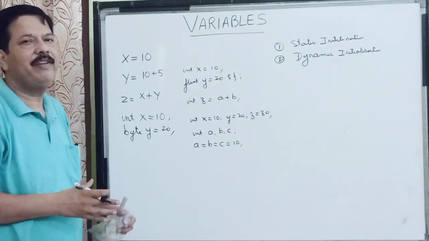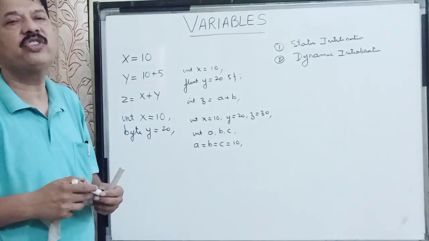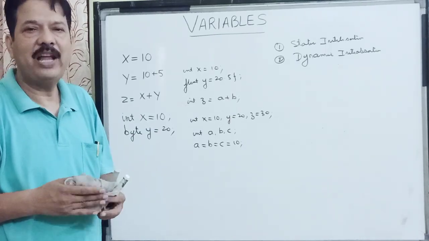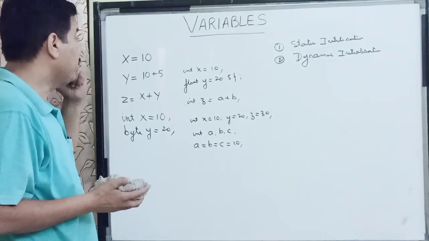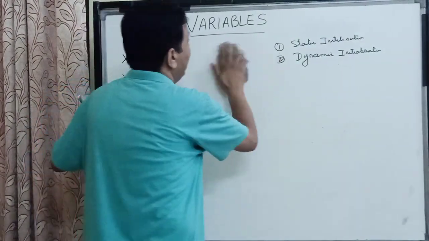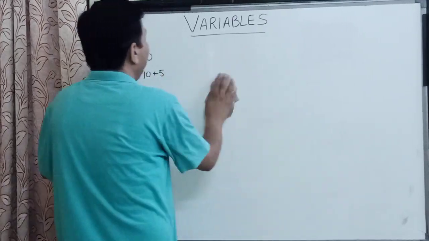So children, these are various different ways in which we are using variables and their initialization methods. Now children, one more thing: when we declare a variable and when we initialize a variable is a place in a program where we declare.